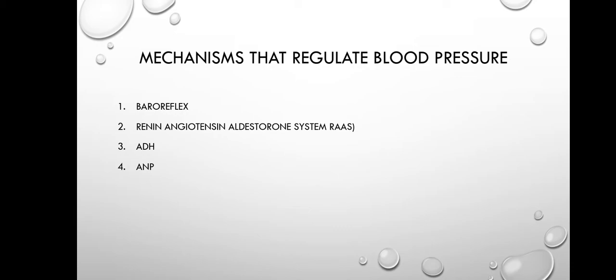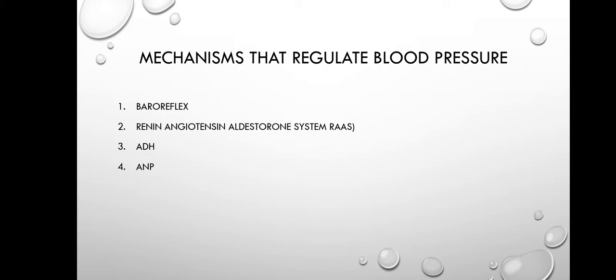blood pressure. But we also have other hormones or factors that can also influence or help regulate blood pressure, such as ADH, or antidiuretic hormone, produced by the posterior pituitary gland, and we also have ANP, which is atrial natriuretic peptide, which is also a hormone produced by the atria of the heart due to increased stretch as a result of increased venous return.